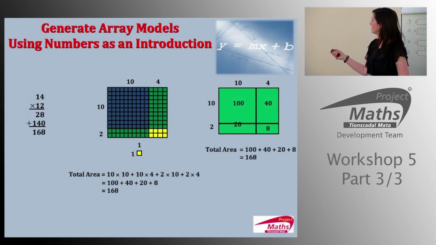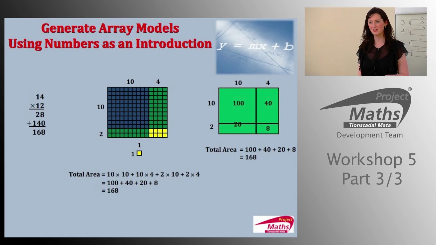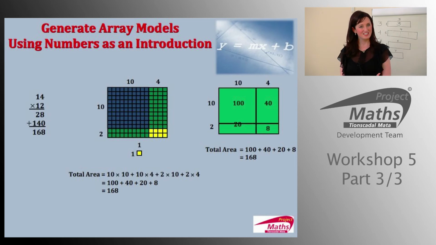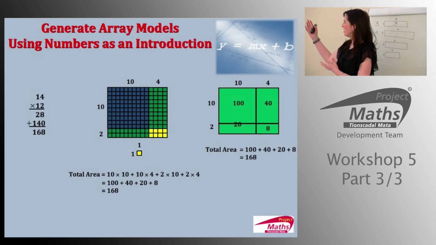10 tens, the area here is 100. 4 by 10, the area here is 40. 10 by 2, the area here is 20. And 4 by 2, the area here is 8. If I add those together, what do I get? 168. Okay.